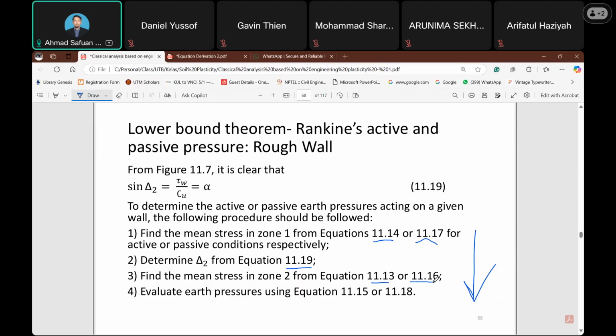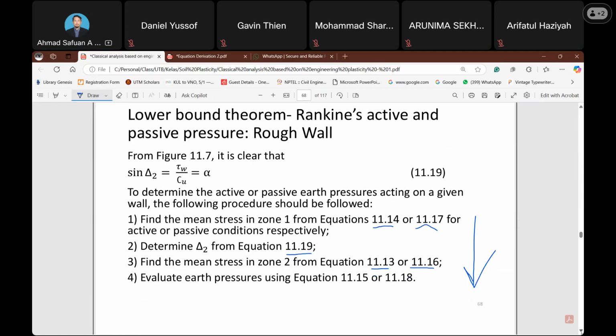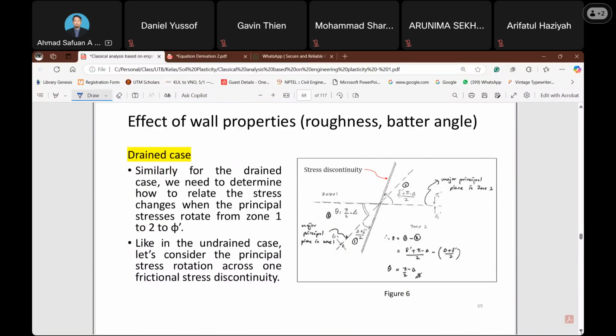I will try to find an example for the next meeting. Then I will show you in detail how the process works. For the drained case, I don't have the equation derivations, so we just go through it first. Later on, I will try my best to provide the derivation.